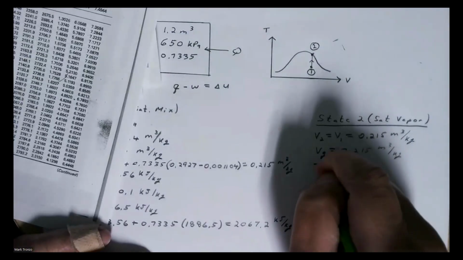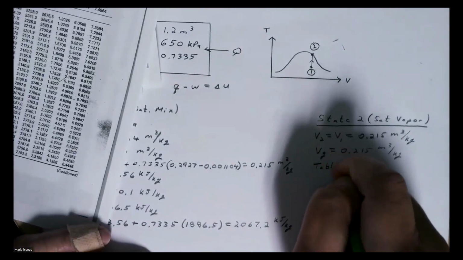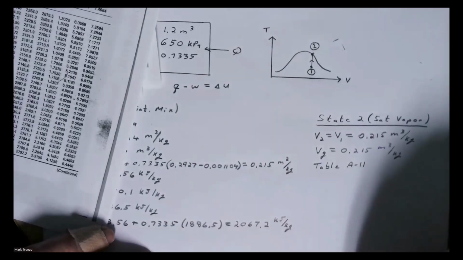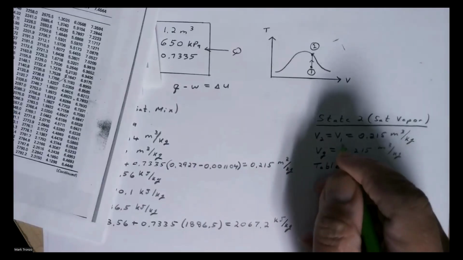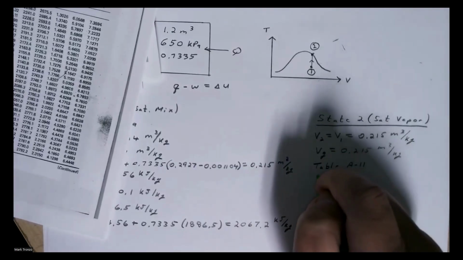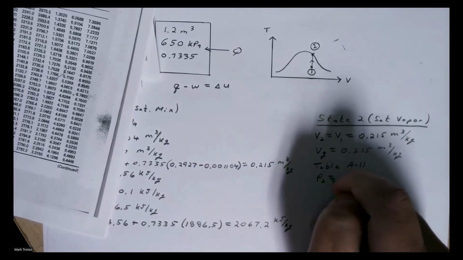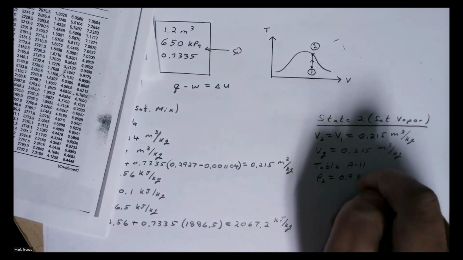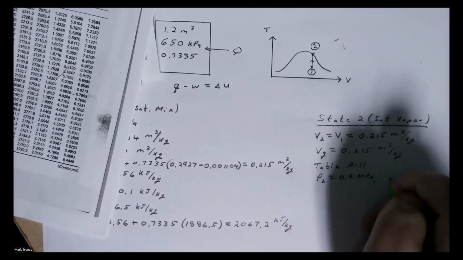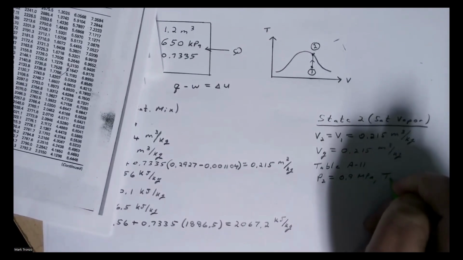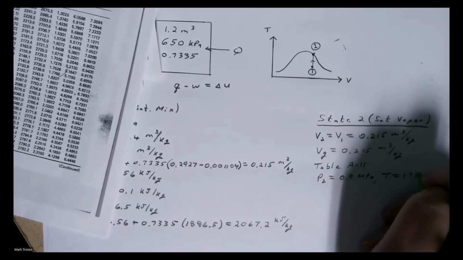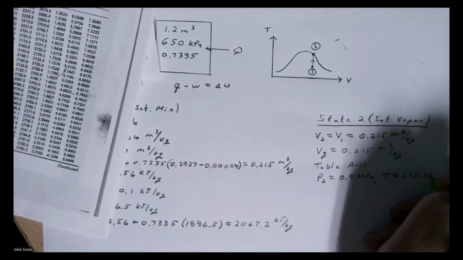So from the table, now in my book it's A11 if you're using the same textbook as me, this gives us our pressure, 0.9 MPa, and our temperature of 175.38 C.